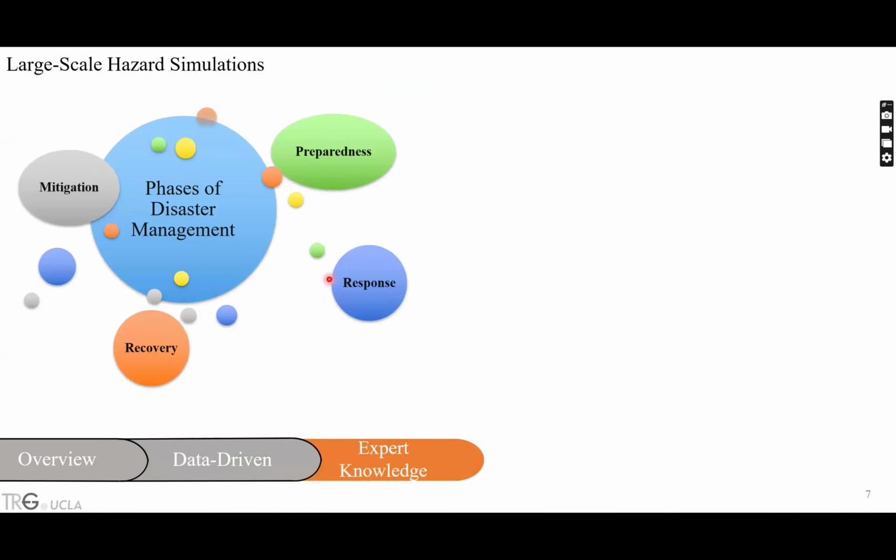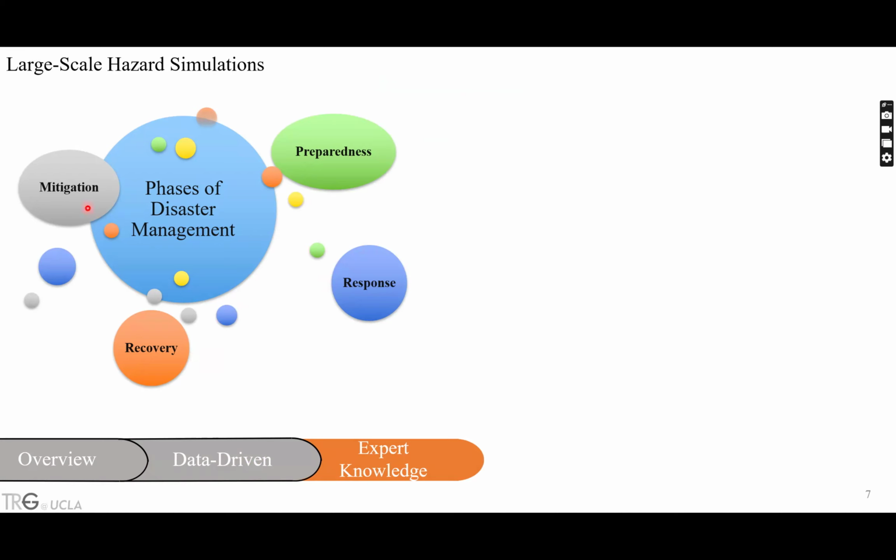So now we go to the expert knowledge part. For expert knowledge, or what I can call human in the loop, we need to have some inputs from the user, from the human. So we can see how the inclusion of AI into civil engineering methods could replace the expert knowledge. One of those examples is large scale hazard simulation. For the phases of disaster management as a result of hazards, we have mitigation, preparedness, response, and recovery.